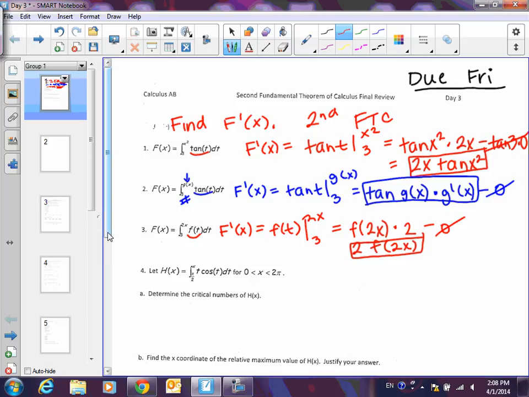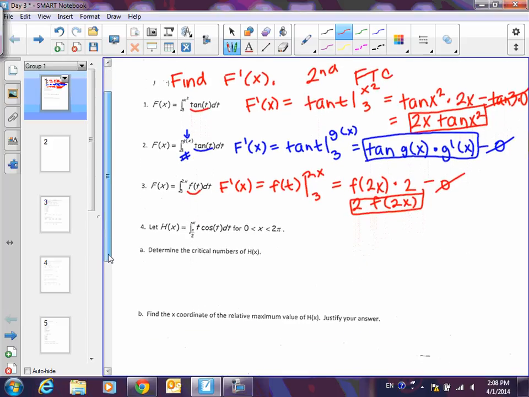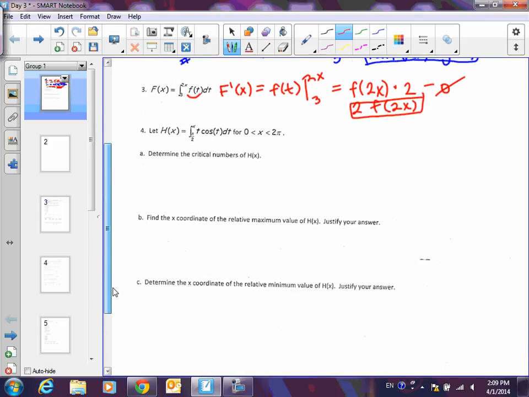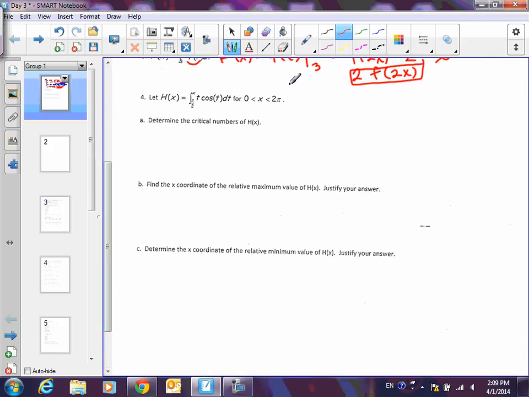Okay, so that was a quick review of the second fundamental theorem of calculus with some problems that looked a little bit different than the ones we've been focusing on lately. All right, so number 4 is a good problem where you have to use the second fundamental theorem of calculus. They give you this h.